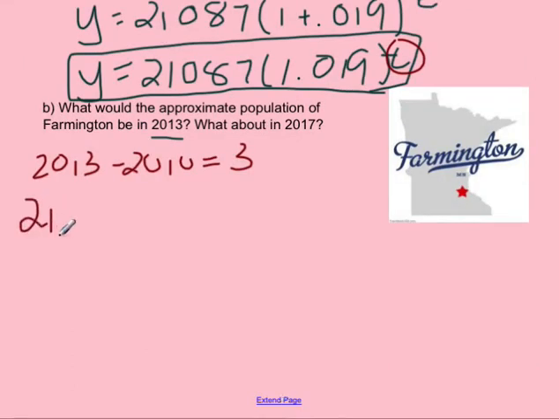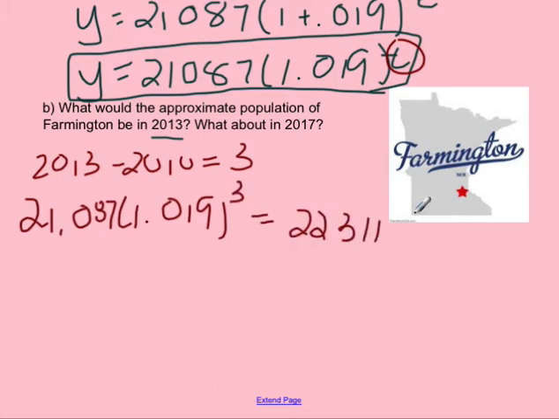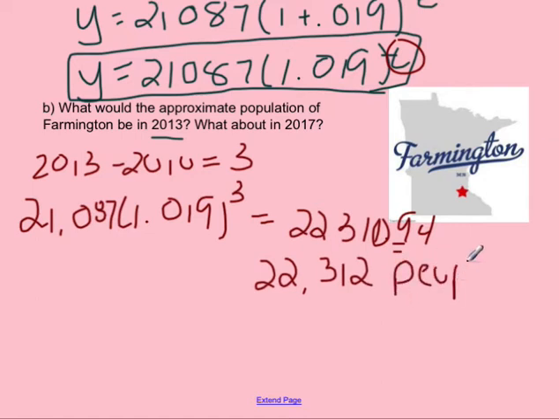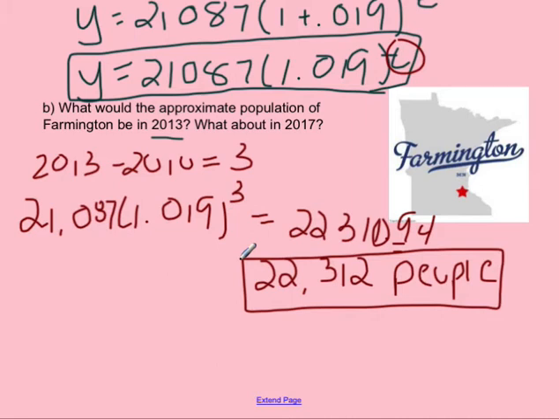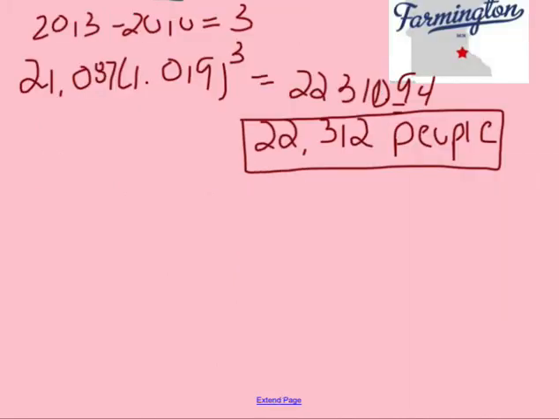So we're going to have 21,087 times 1.019 to the third power. And when you do that, you get 22,311.94. Again, I don't want to talk about what 0.94 of a person is. Well, this number is greater than 5, so I'm going to round this number up. So I get 22,312 people. So in 2013, we'd expect that there's 22,312 people.